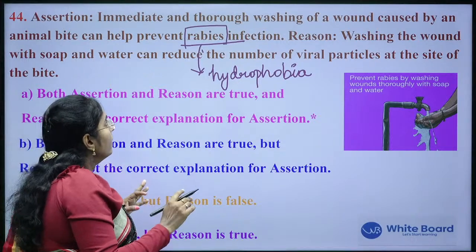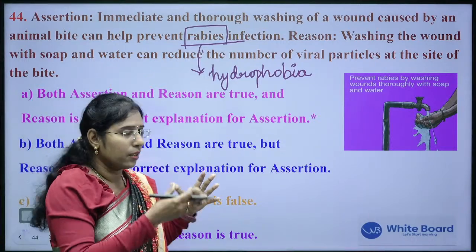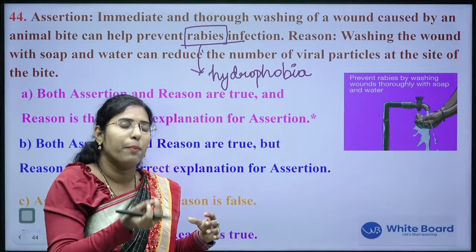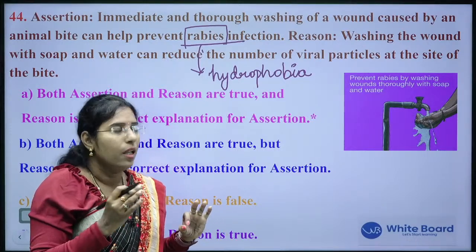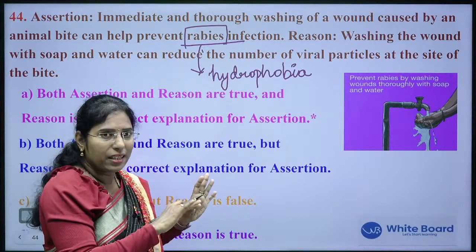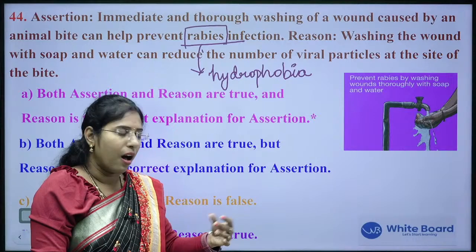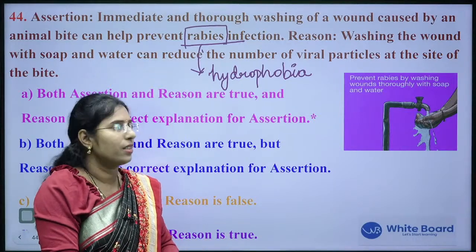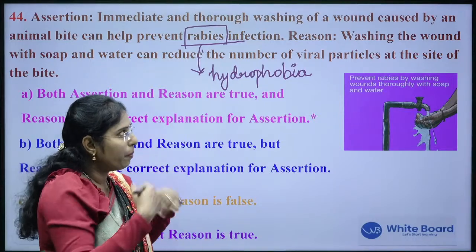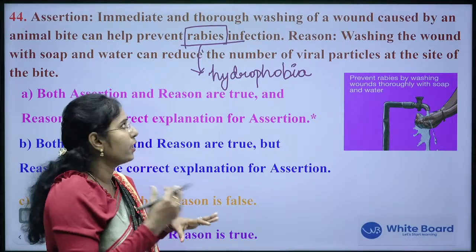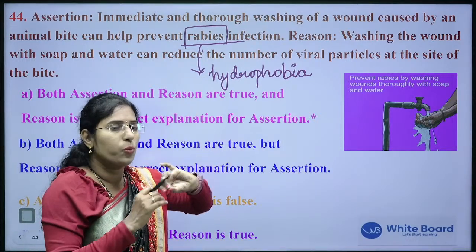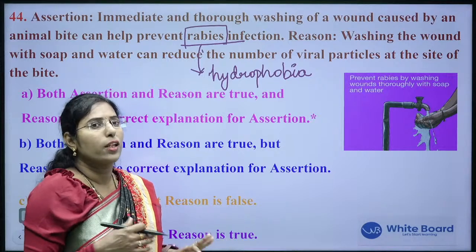Generally, rabies affects dogs. The dog saliva contains this rabies virus. If they are properly vaccinated, then there won't be any problem. But if the dog bites us, then what happens? That virus enters into our body, and it causes hydrophobia, and it's very dangerous. Finally, it leads to the death of that person.